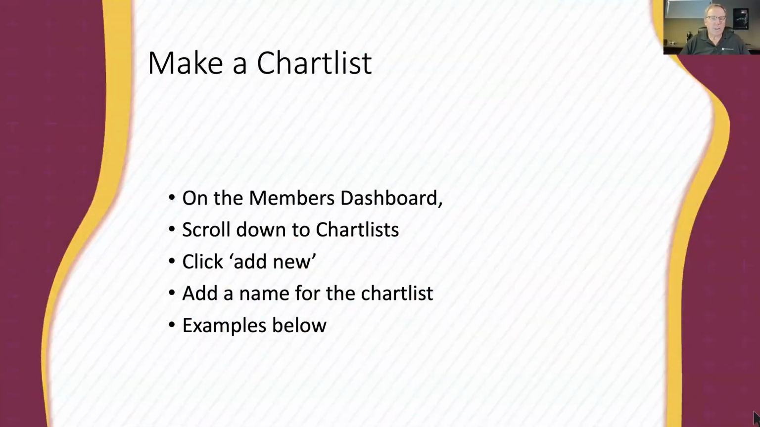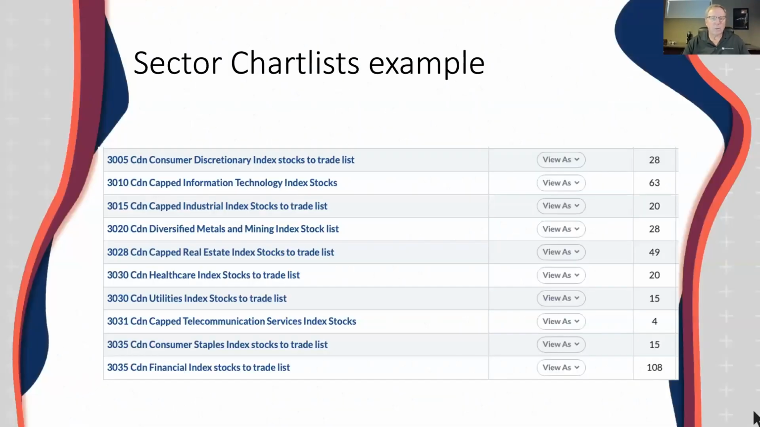So to make a chart list, on the members dashboard, you'll scroll down to chart lists and you'll click add new, and you'll add a name for a chart list. So I'll give you some examples of a chart list name. So this is some sector chart lists I have. And what I've done on this particular list is you'll see here, I've put a number, and that helps control the sort order. And I'll explain how to do that in a little bit.